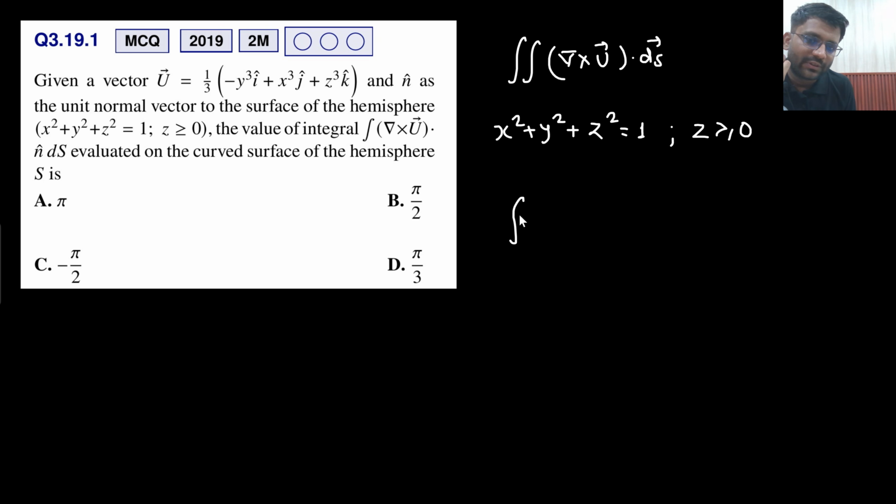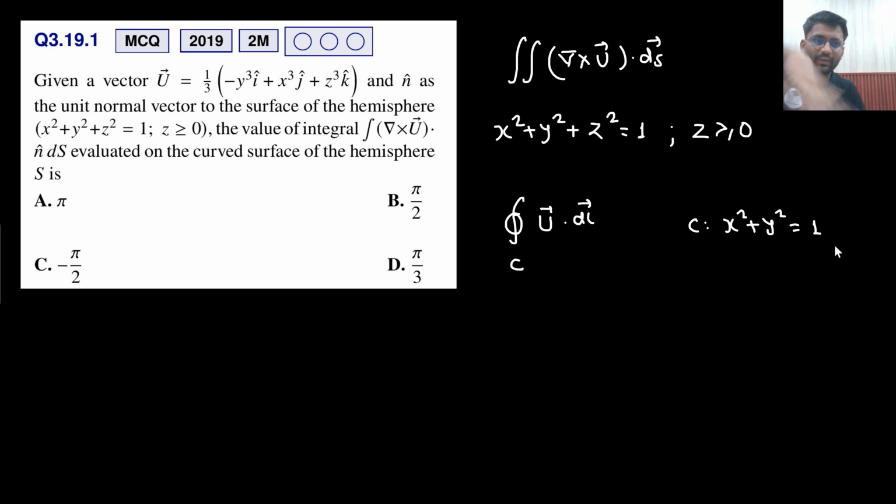So what you know is that it could be replaced as U dot dl, with the curve C being what? Curve C would be nothing but x square plus y square equals 1, just the rim of the hemisphere in the xy plane. So U dot dl I am supposed to calculate. On the curve, what is the value of z? The value of z is 0, so this term would be gone.